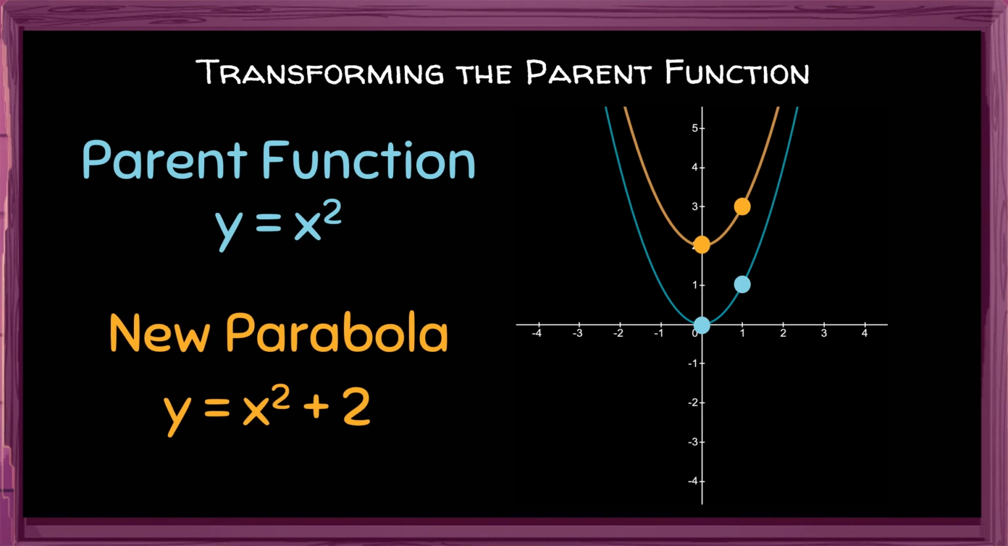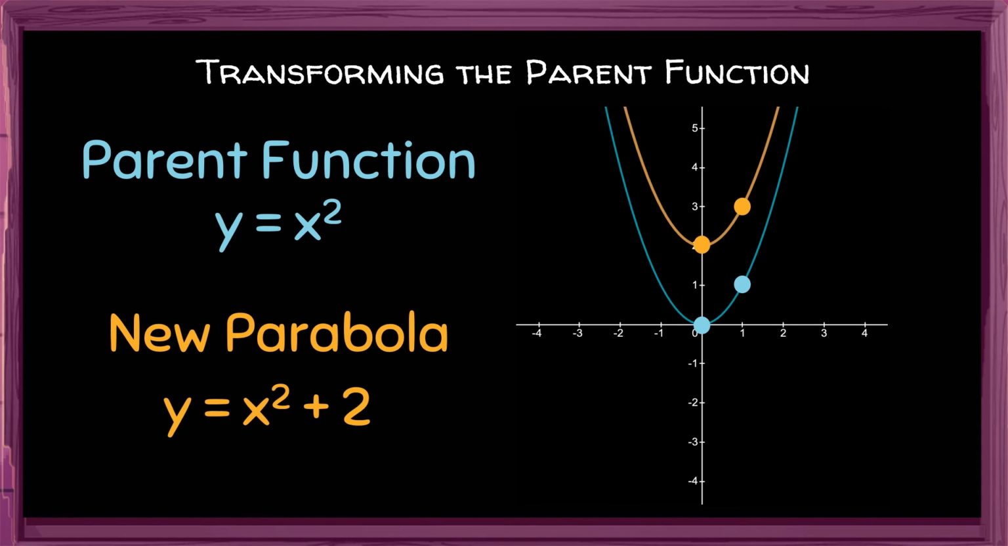Adding a number at the end of our parent function makes all of our answers that much bigger, which makes the whole parabola rise because all of its points are higher. In fact, adding a number at the end of any quadratic equation will shift its parabola upward like this. So we've just learned another trick for transforming parabolas. Adding a positive number at the end of our equation will shift our parabola up.